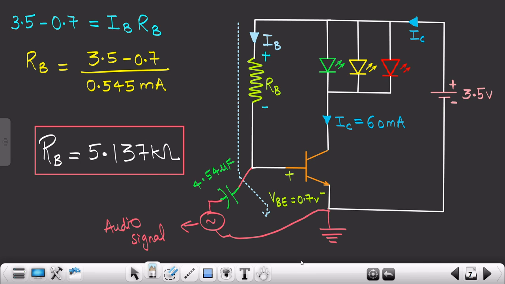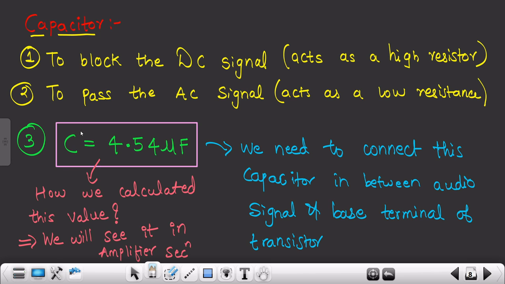Okay, and then we actually simulated this particular circuit. We provided one audio signal, but what we saw was that the LED was not glowing properly, right? So then we selected a capacitor with a capacitance of 4.54 microfarad. How we calculated this value, I will tell you in the amplifier section, while designing the amplifier using BJT. At that time I will tell you how to calculate this value of the capacitor, right? So you need not worry about that.